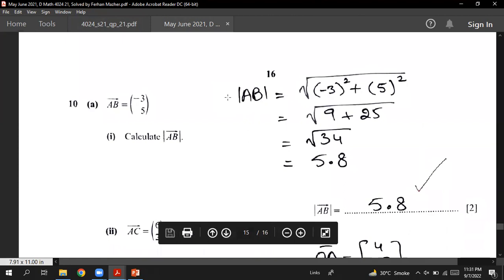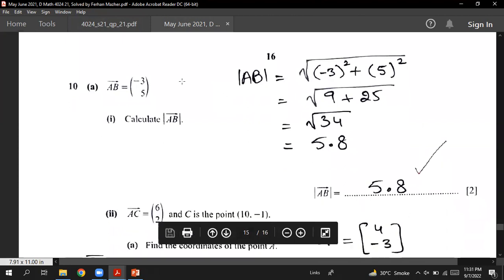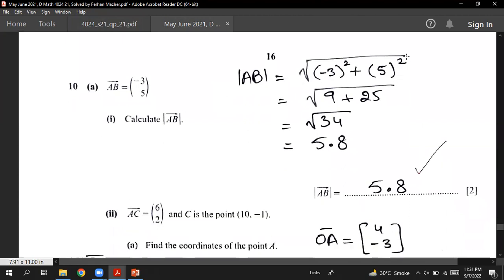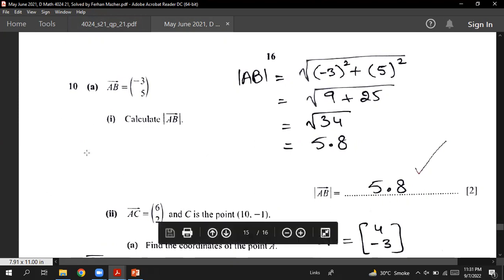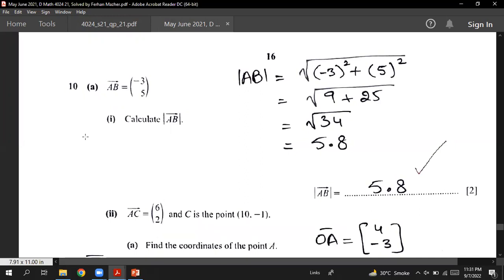Okay. So the magnitude of AB will be equal to minus 3 whole squared plus 5 whole squared, and the square root on all of them. So it will be 9 plus 25, then 34, and the square root of it will be 5.8. So the magnitude of AB will be 5.8.